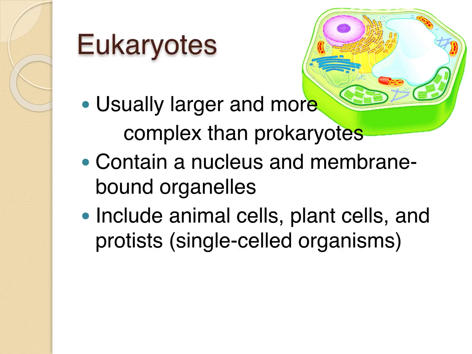Eukaryotes, in contrast to prokaryotes, are usually a little bit larger and more complex. So they contain a nucleus, which is the main difference, and they have membrane-bound organelles. That means they have organelles, or small organs, within the cell that are encapsulated in a membrane. Eukaryotes include animals, plants, and protists, which are some single-celled organisms.